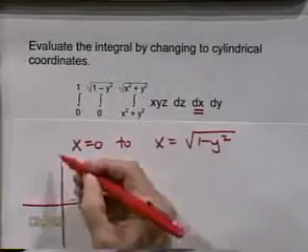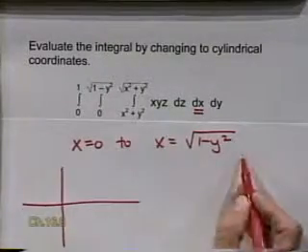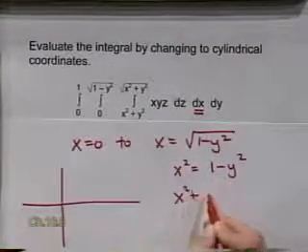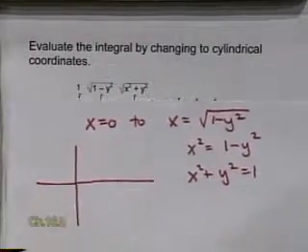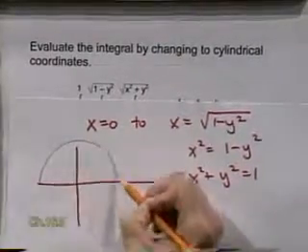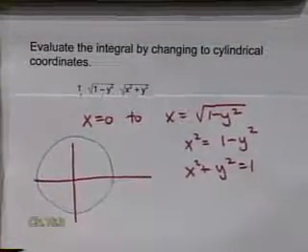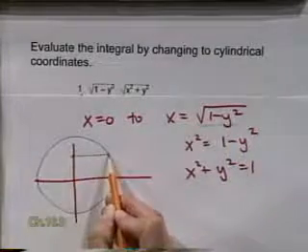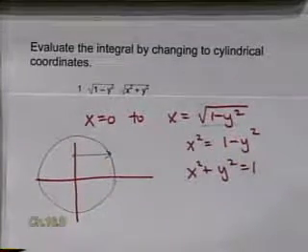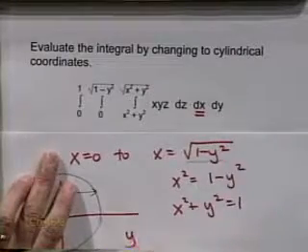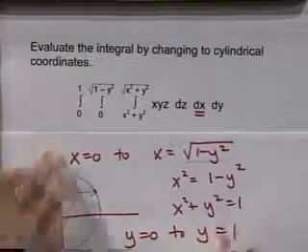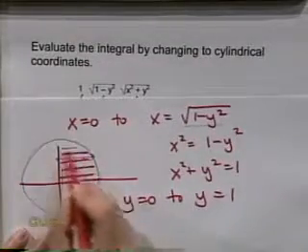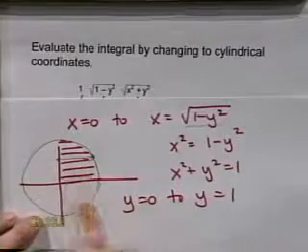X equals 0, I know where that is, right here. What does that look like? Let's square both sides. X squared equals 1 minus y squared, or x squared plus y squared equals 1. It's a circle. Except our x's are only ranging from 0 to the positive square root, so you're going this way to the circle. And then lastly, our y's are ranging from y equals 0 to y equals 1. So if I'm going from y equals 0 to y equals 1, this is the region.